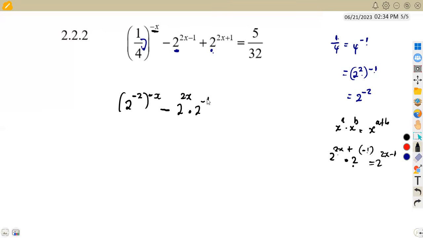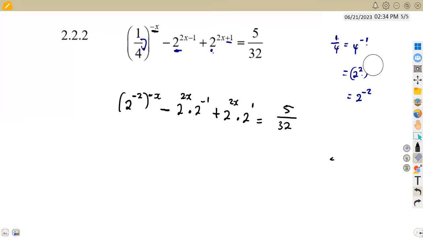Under multiplication, this is one and the same thing, the same concept here. This time we are adding, so we separate the same way that we did, but now we are adding. So this is going to be plus 2 to the exponent of 2x multiplied by 2 to the exponent of 1. And this whole part is equal to 5 over 32. This is just a normal fraction, so we can just leave it like that.